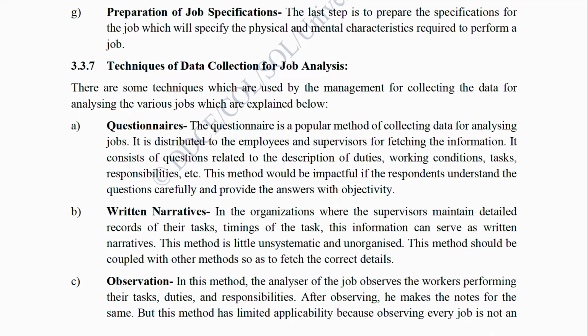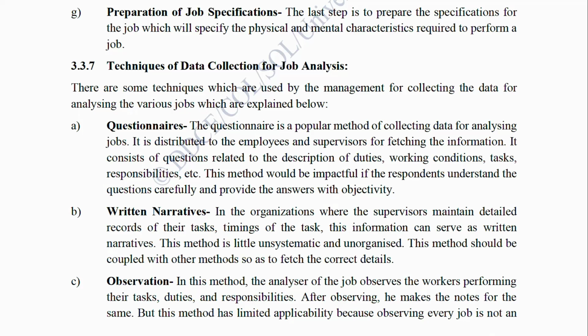3.3.7 Techniques for data collection for job analysis. There are some techniques which are used by the management for collecting the data for analyzing the various jobs, which are explained below.